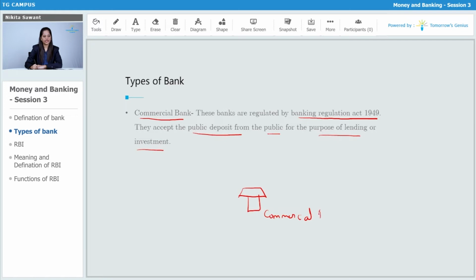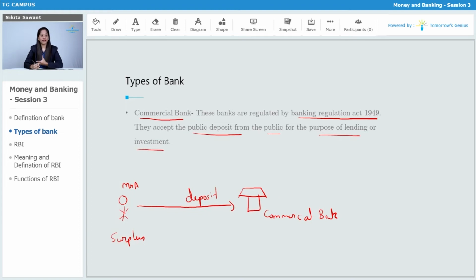So what happens actually in commercial bank? How does commercial bank function? So now if there's a particular person, Mr. A, he has surplus money with him. For example, he has savings with him, he has extra money. So what he will do, he will take that money and deposit that money in commercial bank.